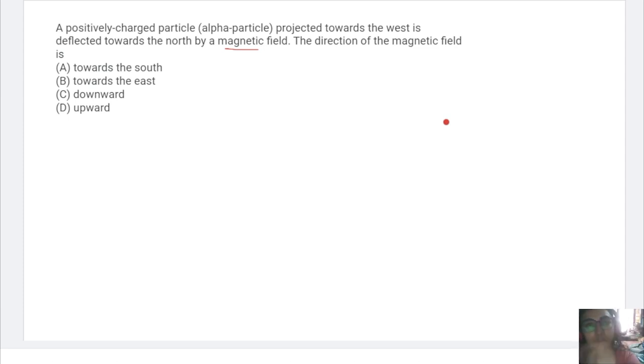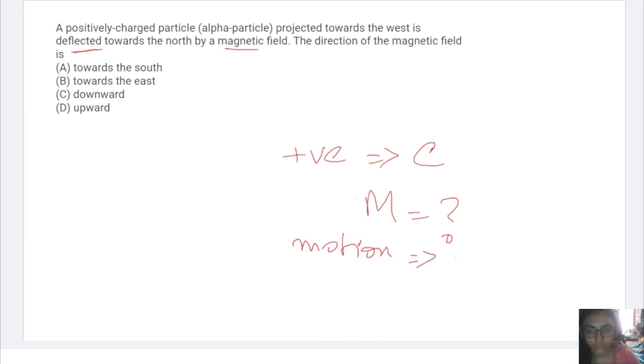First you have to see what information is given to you. Positively charged particles. Since there is no mention of current, you have to consider that anything with a charge will produce current. So the positively charged particle is the current here, and you have a magnetic field, but we don't know what it is. What we do know is that there's a deflection towards the north. The deflection means there is a motion towards the north, right? So with that information we can apply Fleming's left hand rule here.